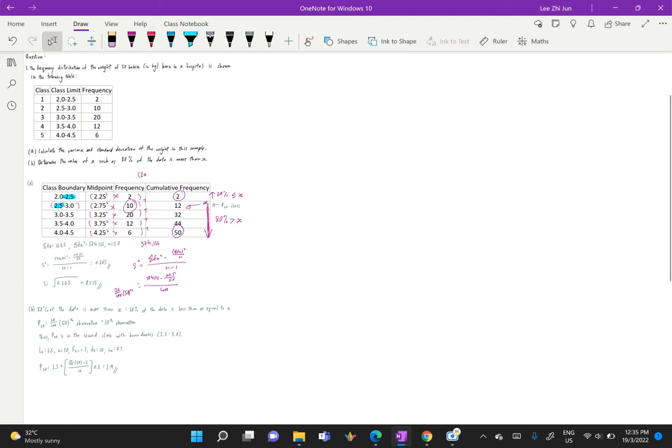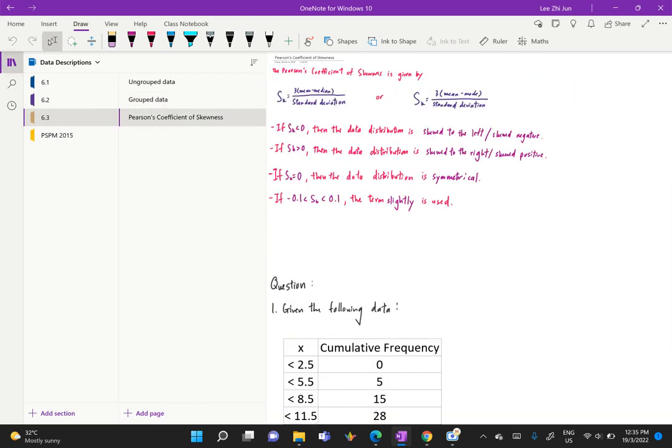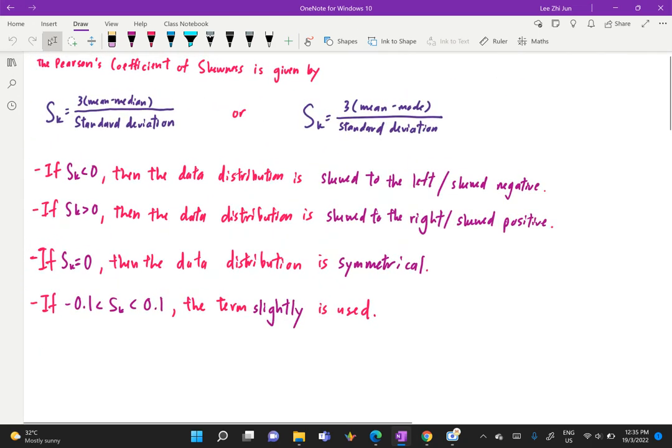Okay, last. It's new for us, which is the Pearson's coefficient of skewness. The Pearson coefficient of skewness is written as big Sk equals 3 times the mean minus the median, or the mean minus the mode, divided by the standard deviation. Median also can, mode also can.